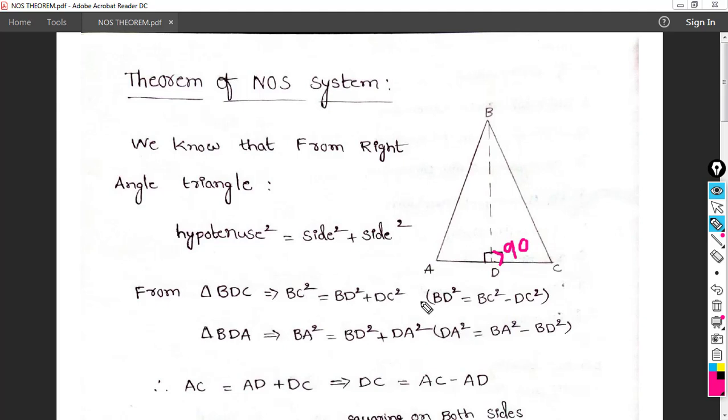From that, BD square is equal to BC square minus DC square. After that, from triangle BDA, similarly hypotenuse square is equal to side square plus side square, and from that DA square is equal to BA square minus BD square.